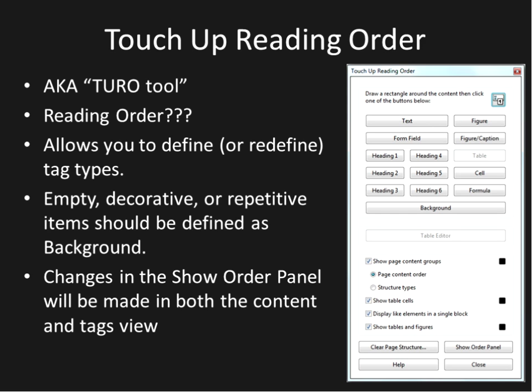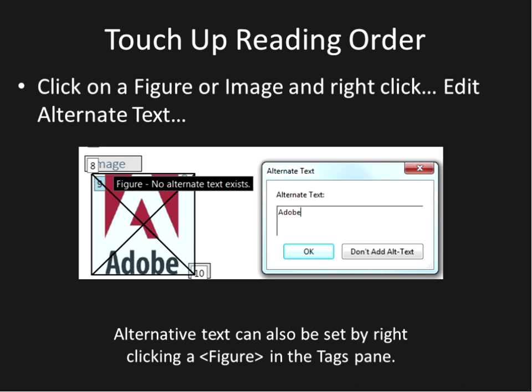Now there is this big background button within the Touch-Up Reading Order panel. Background is for empty or decorative elements, or maybe repetitive elements that you would not want a screen reader to read. So background basically says, hide this thing from the screen reader user. There is also a button for show order panel that will show that order pane where you can define the reading order.